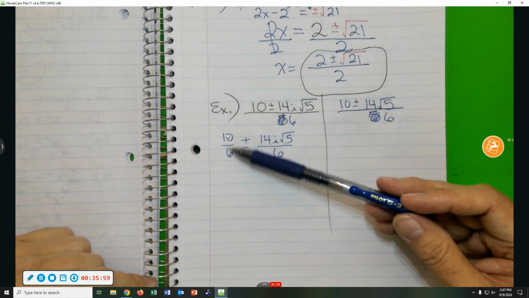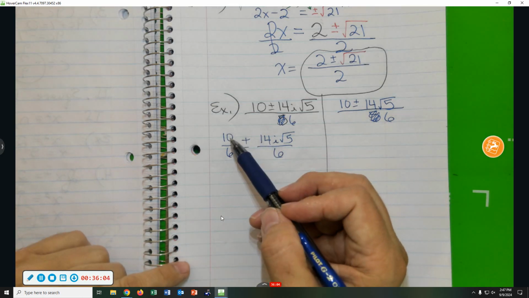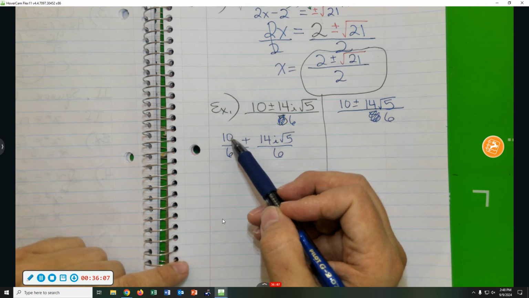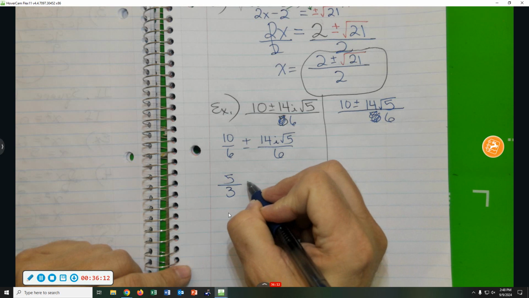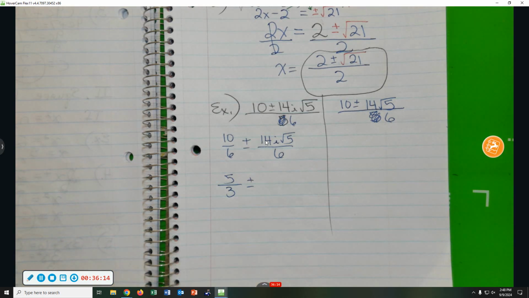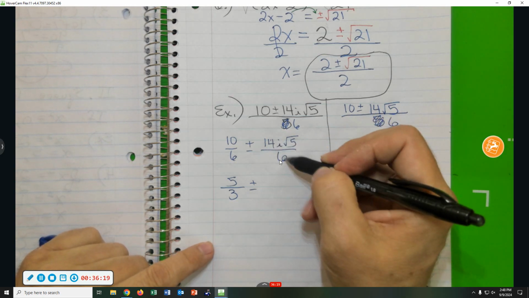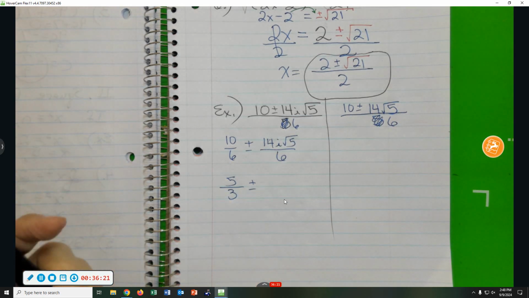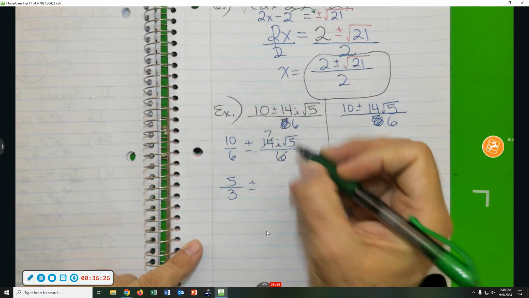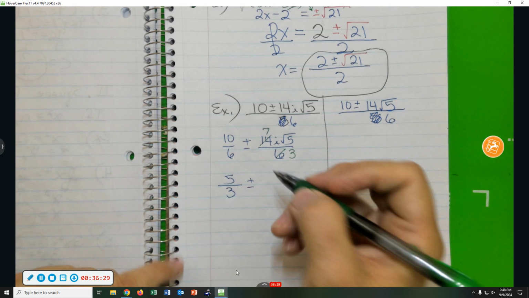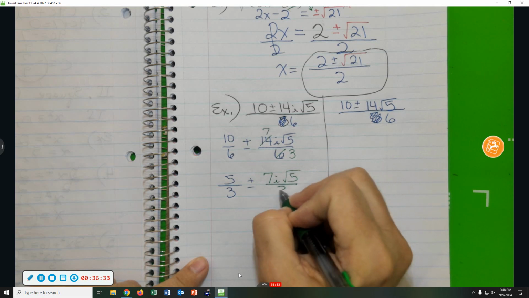10 over 6. How can I reduce that? What can I divide above and below by? Okay, I can cancel above and below a 2. 10 divided by 2 is 5. 6 divided by 2 is 3. Plus or minus, let's see, 14 and 6. Those also have a common factor of 2. 14 divided by 2 is 7. 6 divided by 2 is 3 to give me 7i square roots of 5 all over 3.